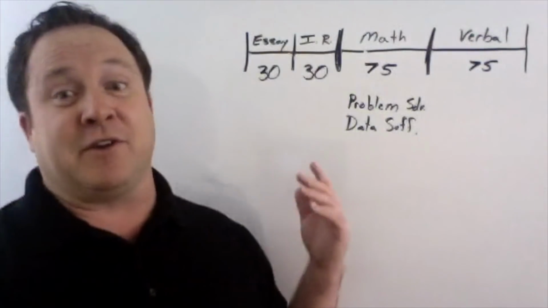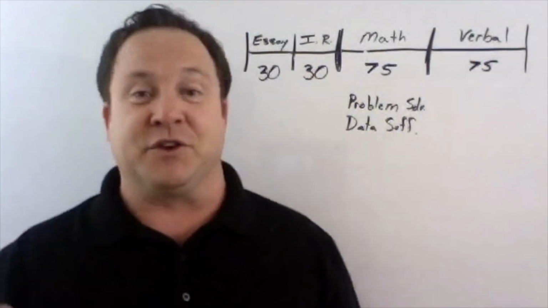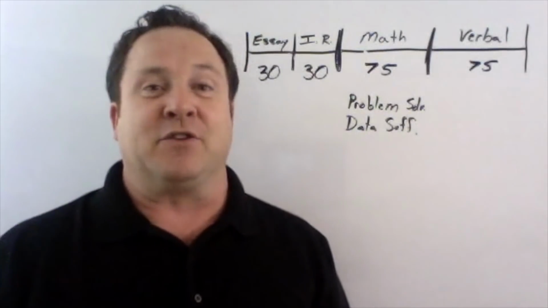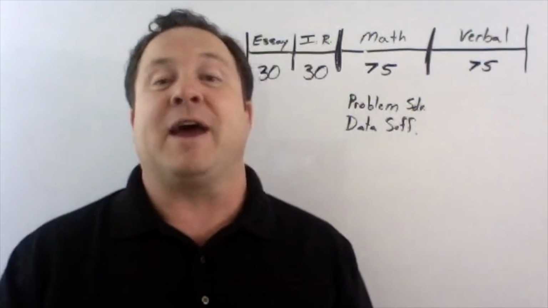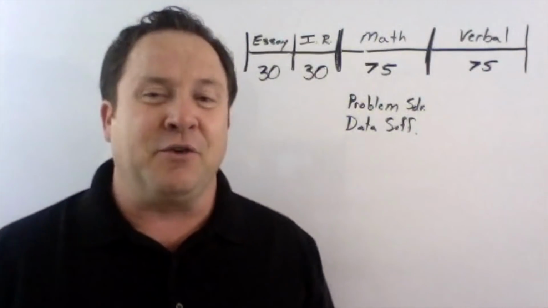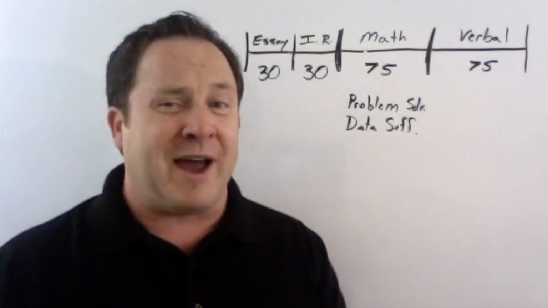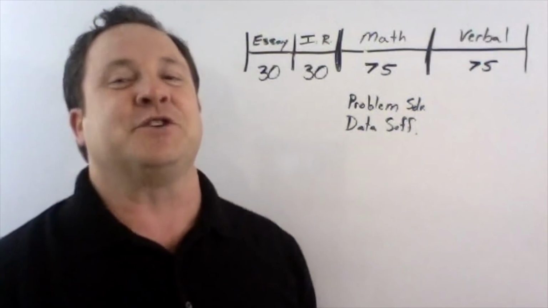The problem solvings are just the normal math question. Here's a math question, here's 5 answer choices, choose the best one. Data sufficiency is a very different way to be asked a math question. In those, you're trying to say, do I have enough data to answer their question?